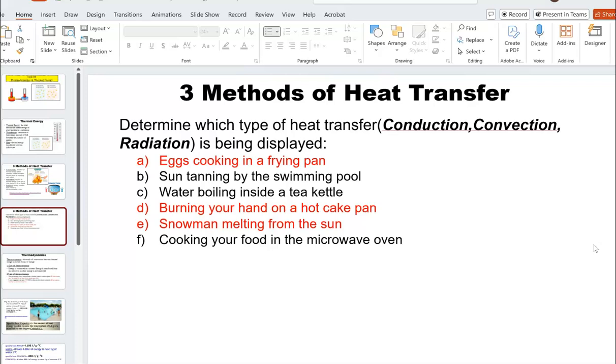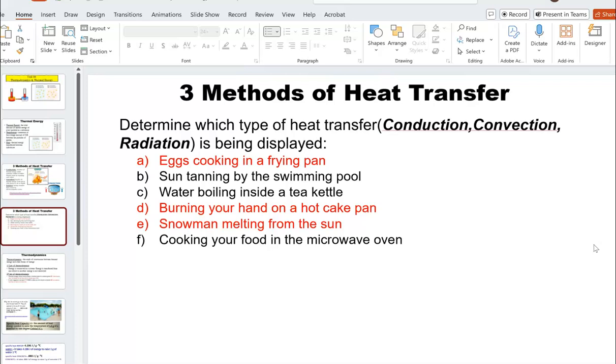Again, conduction is heat transfer, or thermal energy that's transferred between objects that are touching. This is due to the movement of particles. Convection is the movement of heat or thermal energy by convection currents in gases and liquids. And radiation is the transfer of electromagnetic waves, which transfers energy from one object to another.